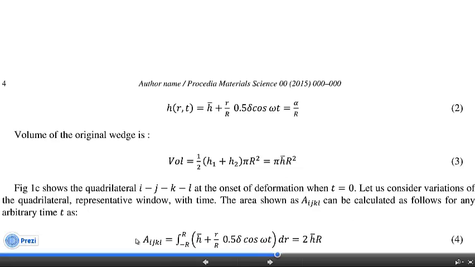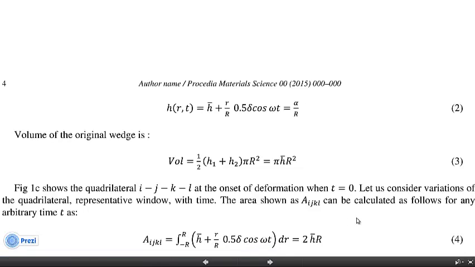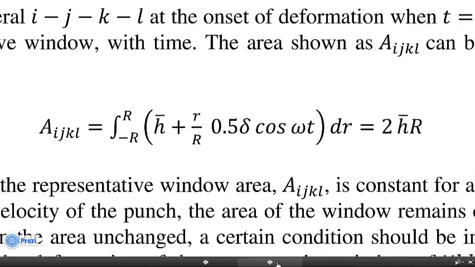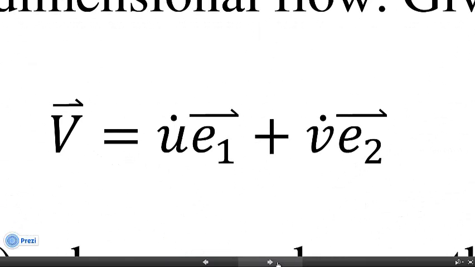One very important finding here is the area of the representative sample. If we work out this integral, surprisingly we find out that the area doesn't depend on time. It's a constant area. Average height is constant, radius is constant, so no matter what time frame is under consideration, the area for the representative window is the same. We are going to make an important conclusion from this.